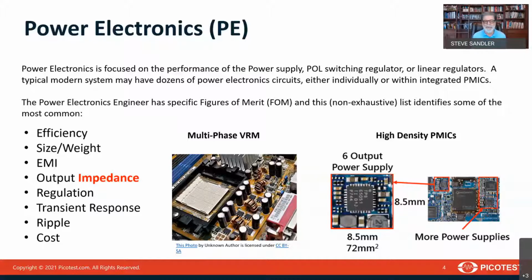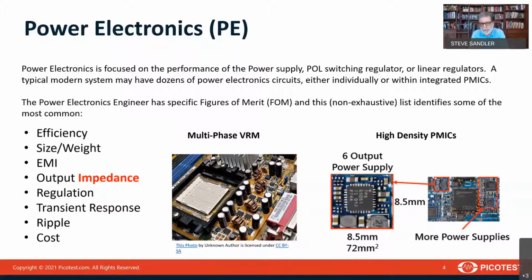EMI is a big issue that PE engineers are concerned with. Output impedance, and that's a really big one. Andy touched on impedance, but impedance probably is one of the most important criteria in the system, and one that I'm going to be focusing on today. Of course, there's DC regulation, and there's transient response that Andy also mentioned, and there's voltage ripple, and there's also cost. And these power electronics systems come in all different flavors.